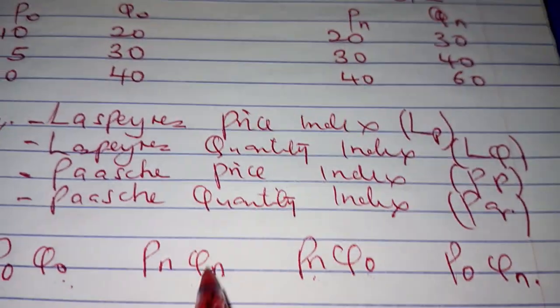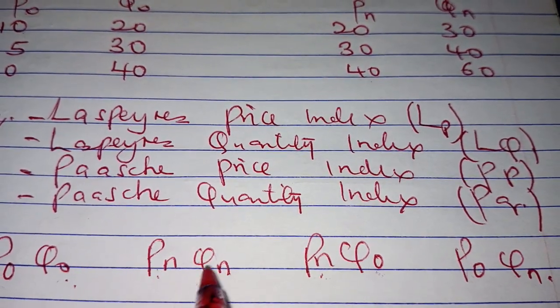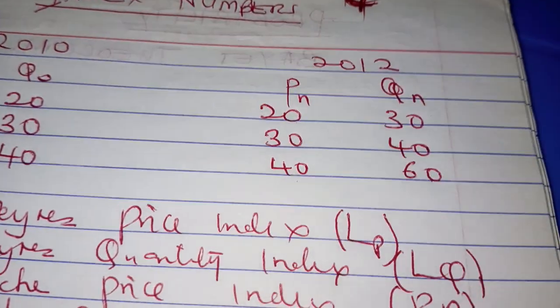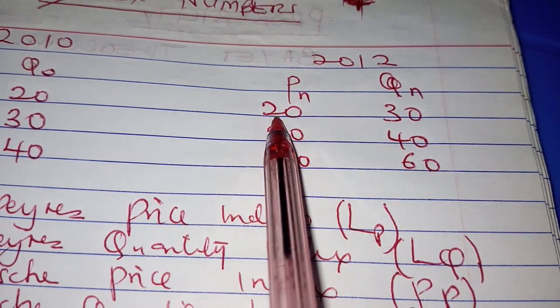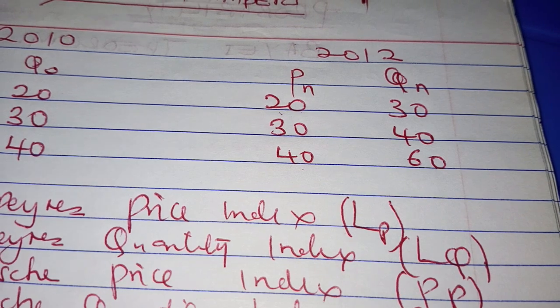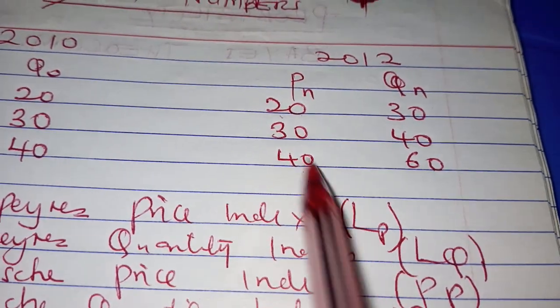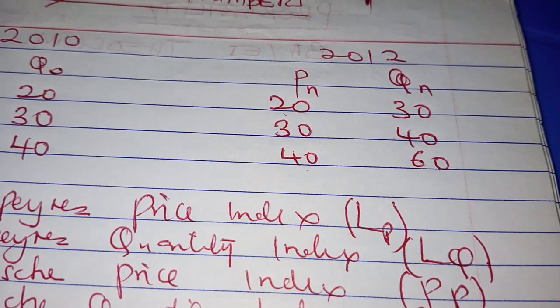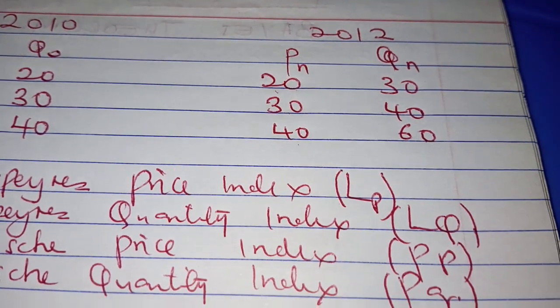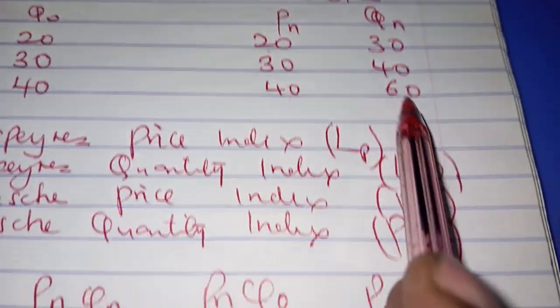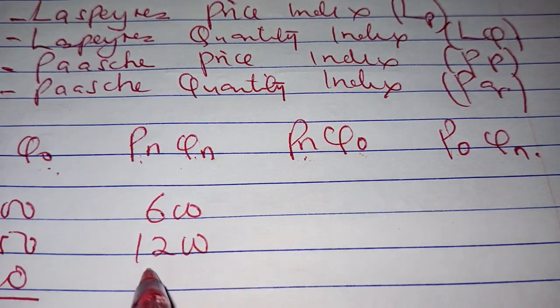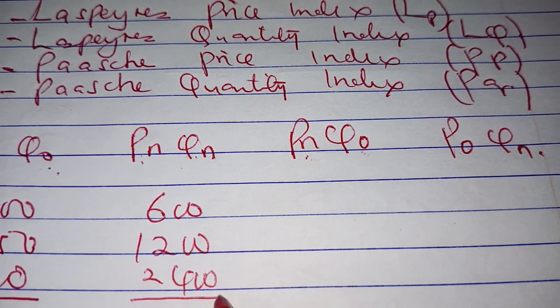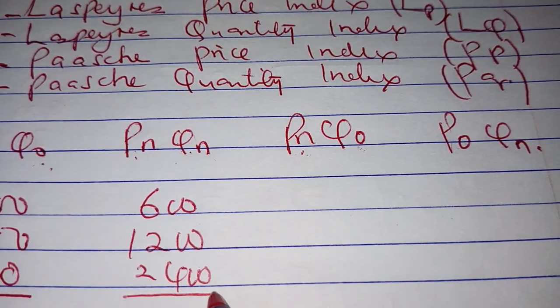Again, we shall go to PnQn. For the PnQn, we are going to have 20 times 30, so we write 600. Then we have 30 times 40, that is 1200. And then we have 40 times 60, which is 2400. We shall pick the total here.